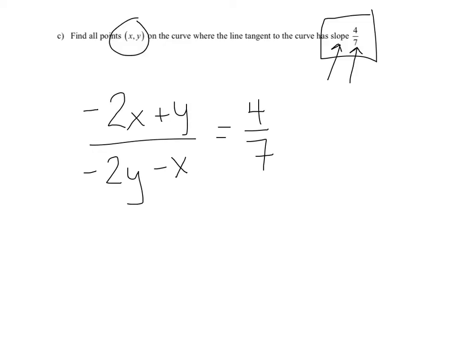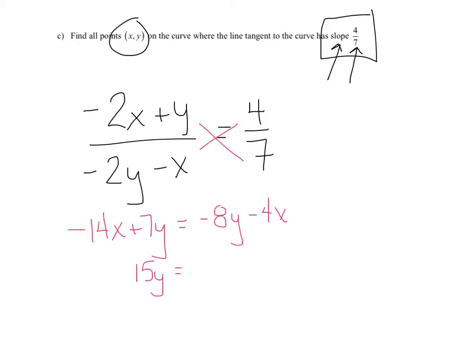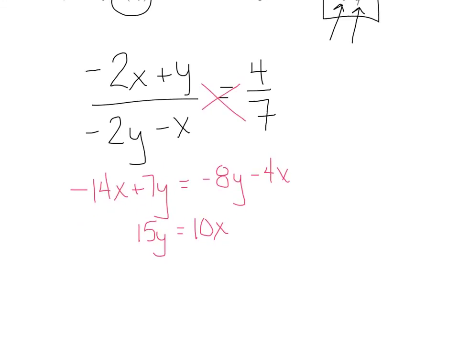So I don't know what your gut says, but mine surely says cross multiply when I see something like this. So I'm going to say that's negative 14x plus 7y equals negative 8y minus 4x. As I clean that up, I get, let's see, 15y equals 10x. Now basically I have to solve for x or y, and it really doesn't matter which one I solve for. I'm going to solve for x this time, and like I said, it doesn't matter. 15y over 10, divide both out, and I can say that's 3y over 2 is equal to x.